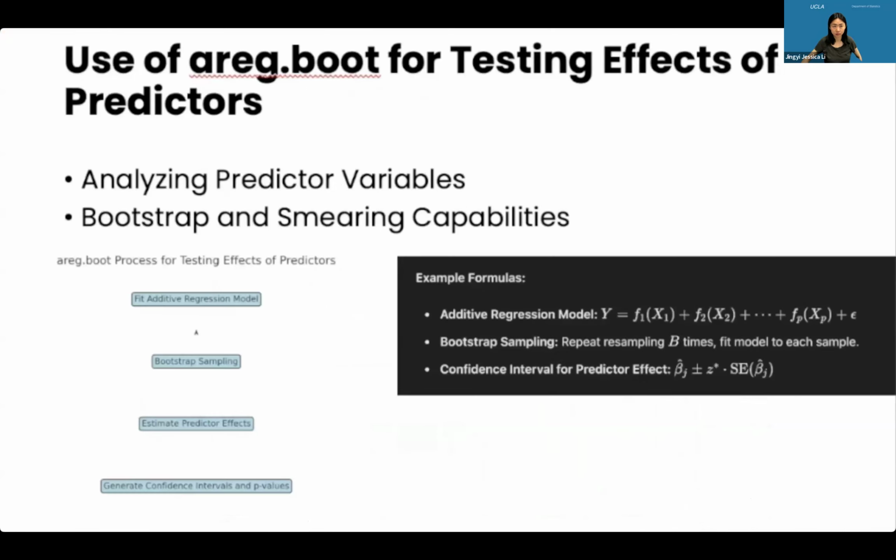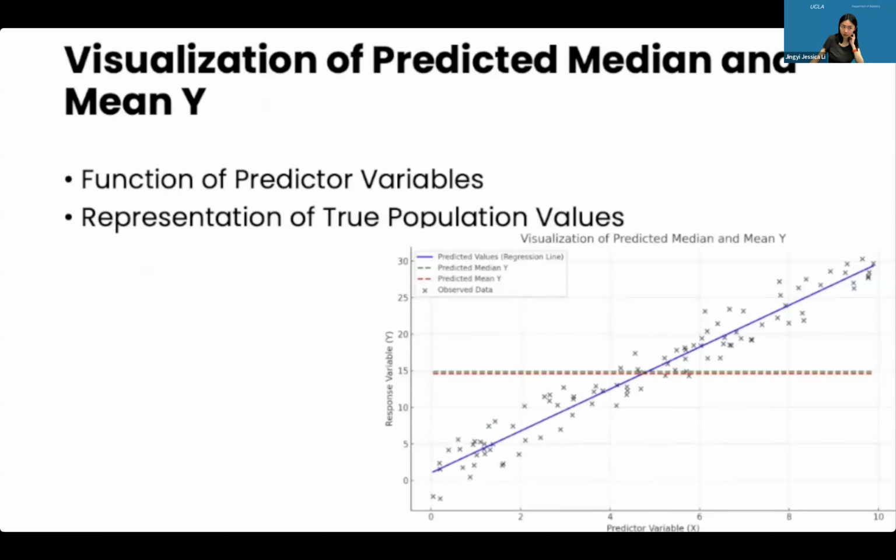Now we'll talk about the use of the arg.boot function, which is used to test effects of predictors in the regression models. The primary purpose of this function is to assess the stability of predictors and effects and provide confidence intervals using bootstrapping methods. The method involves fitting an additive regression model, performing bootstrap sampling to estimate the variability of predictor effects, and generating confidence intervals and p-values. This approach is robust to model assumptions and provides a more accurate estimate of predictor effects. Understanding the representation of true population values will further enhance the interpretation of your results.